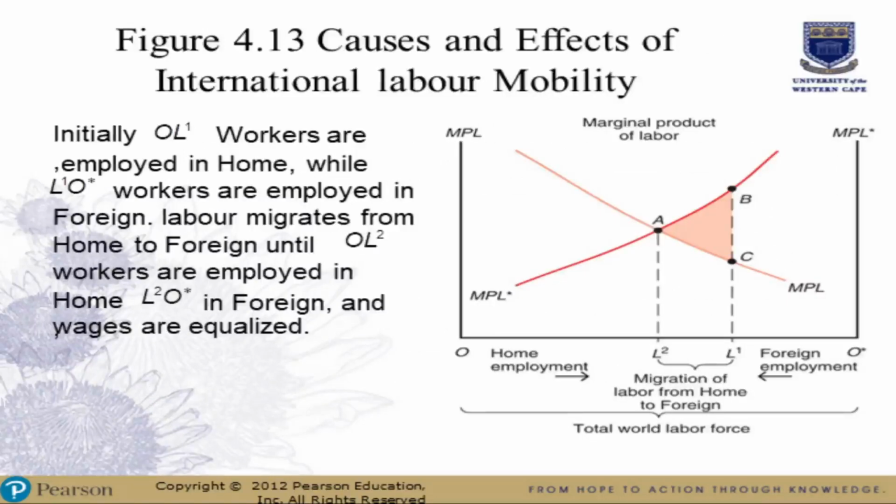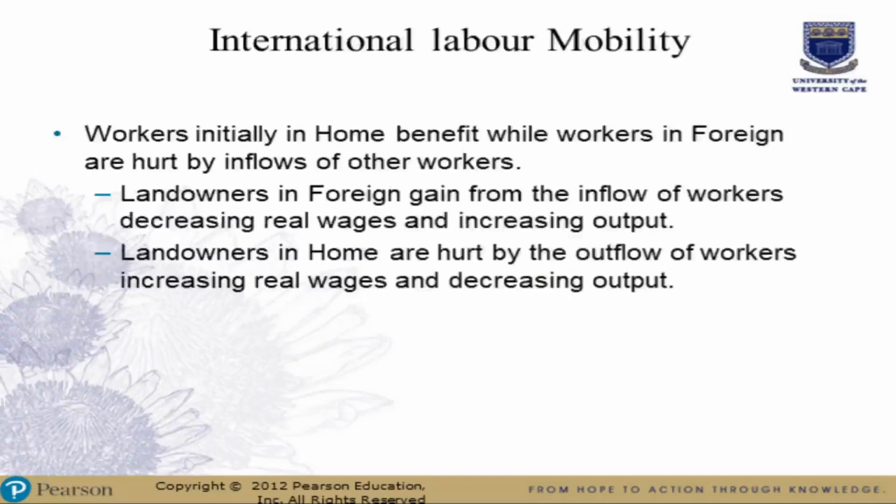The initial employment level in the home country is OL1, with the earnings of a real wage equal to point C, whereas employment in the foreign country is equal to O star L1 with a higher real wage equal to point B. Therefore, workers will move from home to the foreign country until the real wage equalizes across countries, which is now at point A. It just means that at point A, the real wage between countries has equalized. At point A in the figure, it is important to note the following.